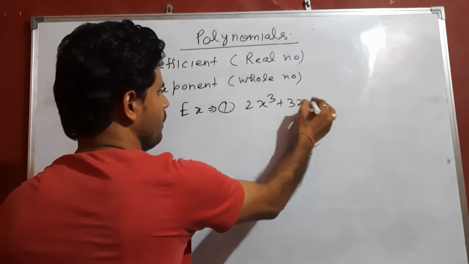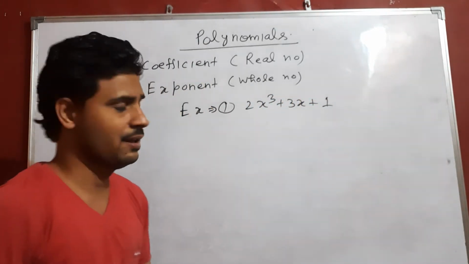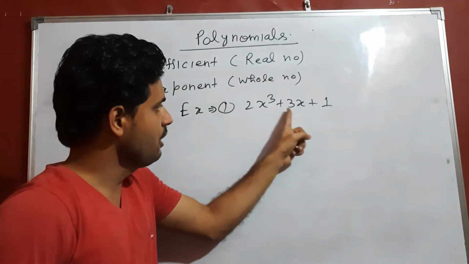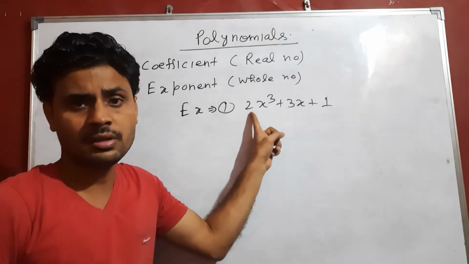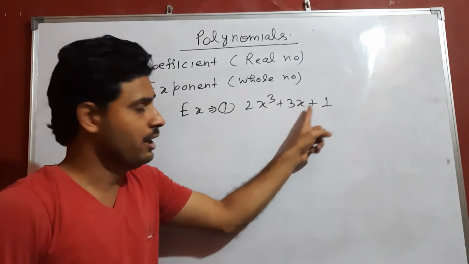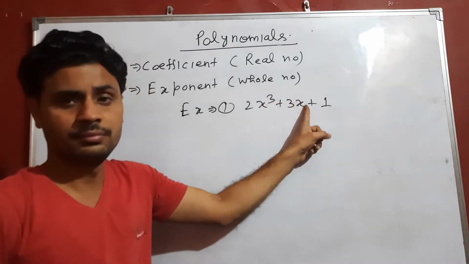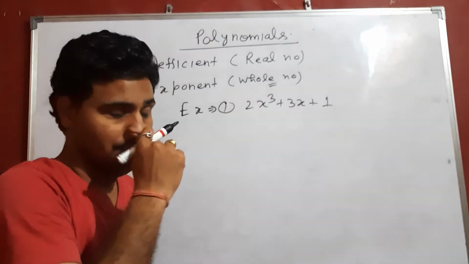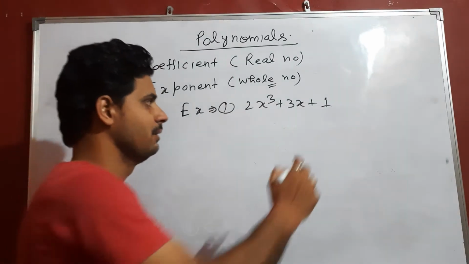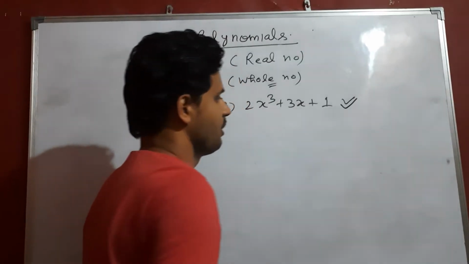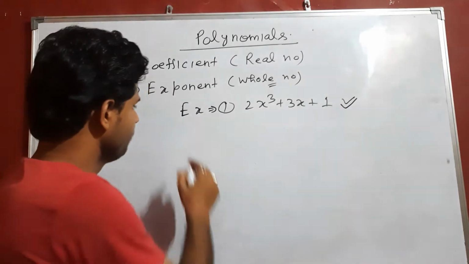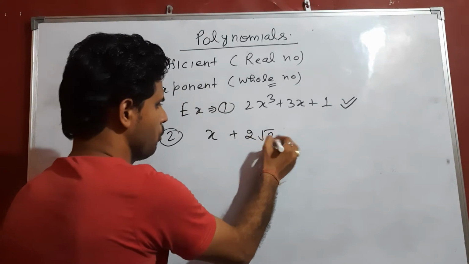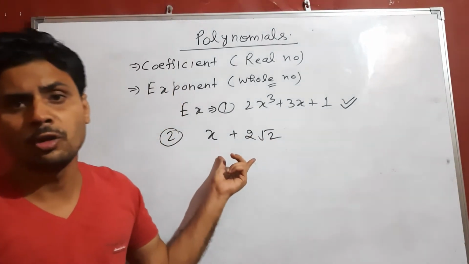2x cubed plus 3x plus 1. Is this a polynomial? Actually, yes. Why? Coefficients are real numbers, and exponents, power 3 and this is 1, are whole numbers. Both conditions are satisfied, then this is a polynomial.